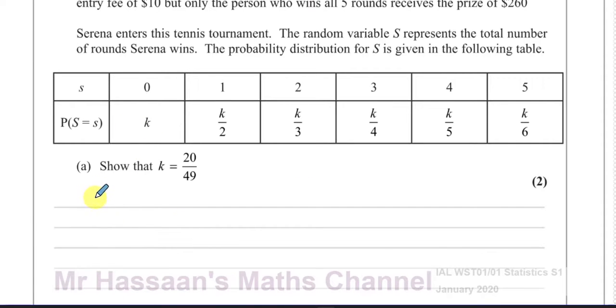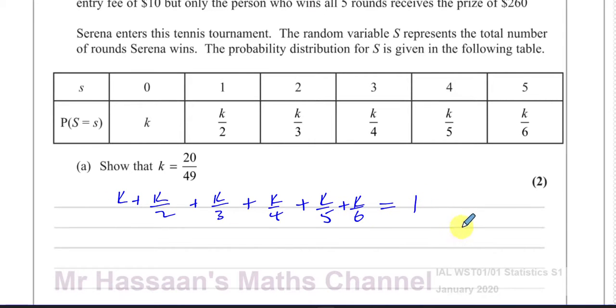So if I have k and I add to it k divided by 2, and I add to that k over 3, and I add to that k over 4, and so on, plus k over 5, plus k over 6, I know the sum of all these has to be equal to 1. Now, to solve this equation, I could add all these fractions together and then cross multiply, or I could do something like this to get rid of the fractions. If I multiply this side by 60 and all of this side by 60, I will get rid of the fractions and I'll be able to solve it a bit easier.